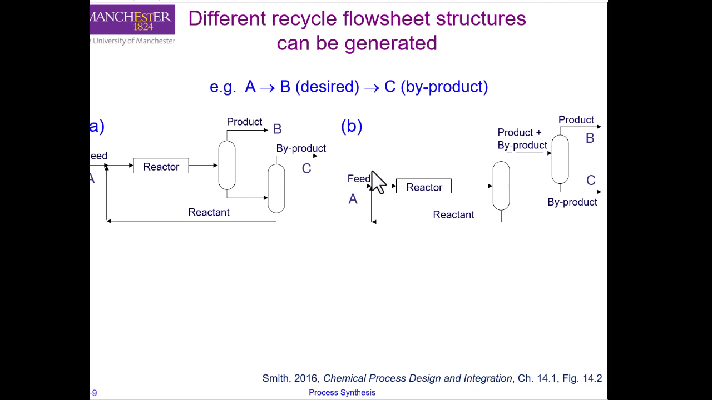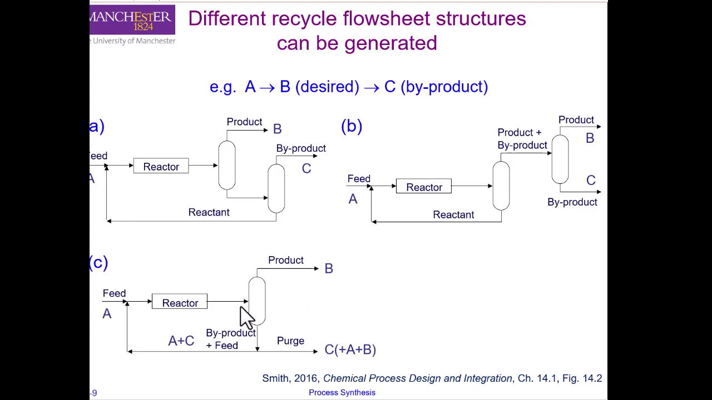In option B, we have a similar system, but here we have a different order of separation. In the first separator, we are separating the reactant first. So the reactant is recycled back to the feed, and then the mixture of product and co-product are fed to the second separator, where we have the separation of product B and product C. In addition to these two options, we can also have a third option, where instead of having two separators, we can use only one separator.